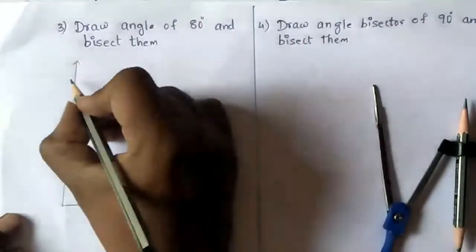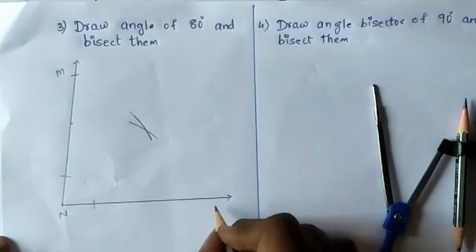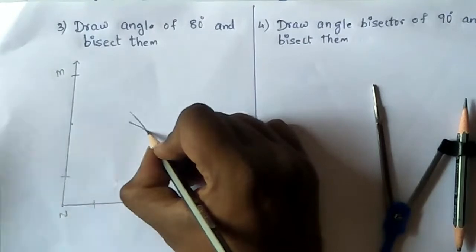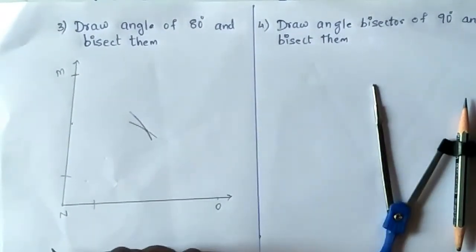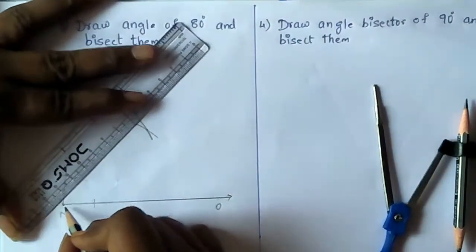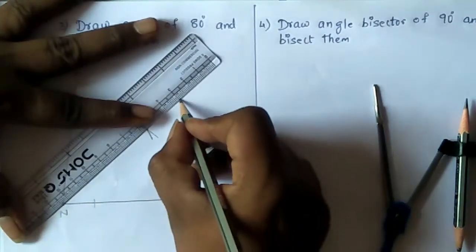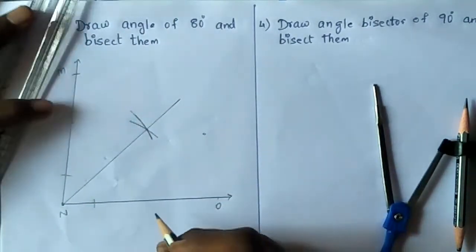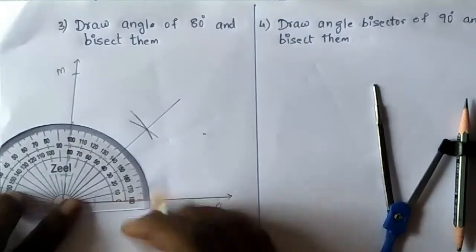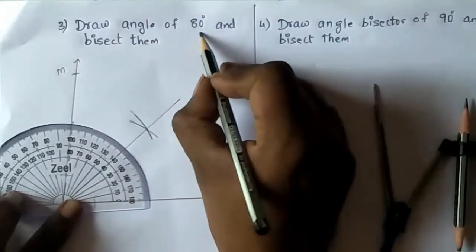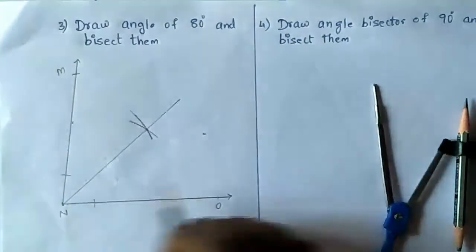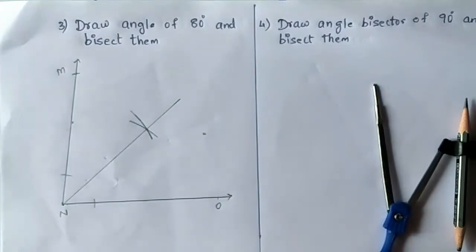Again for this also we'll give the name MNO. This is angle MNO. Now a point is formed here. Using this point and this vertex N, join this. Now this is 80 degree. You can see 40 degree. The half of 80 is 40 degree. So bisect means dividing the angle into two equal parts. We call this a bisector.